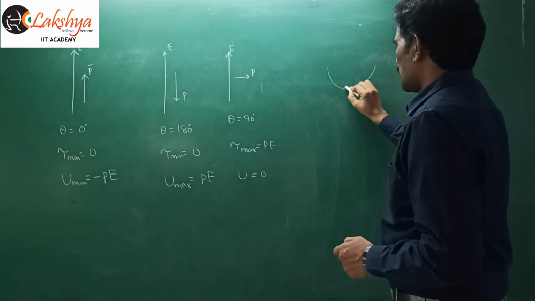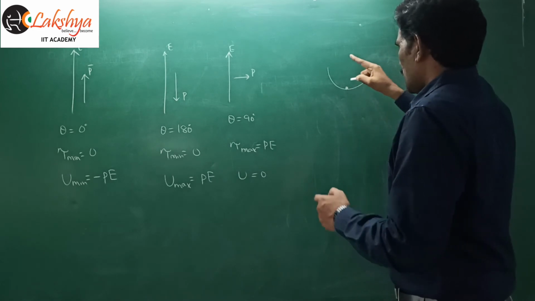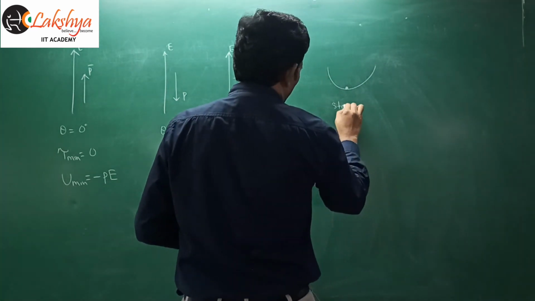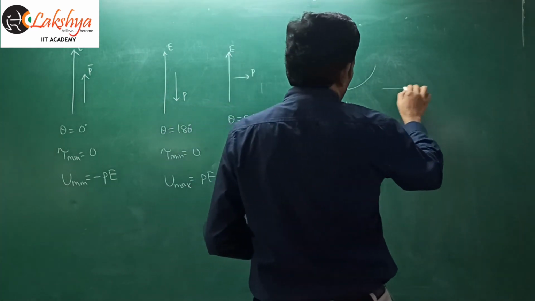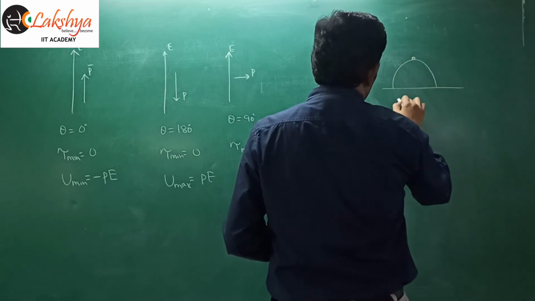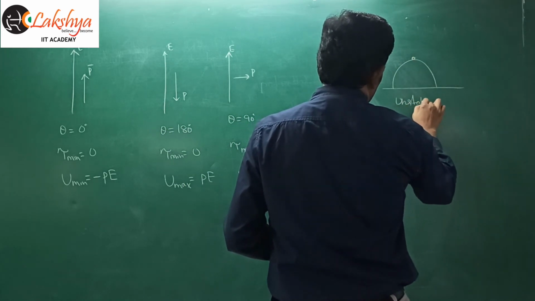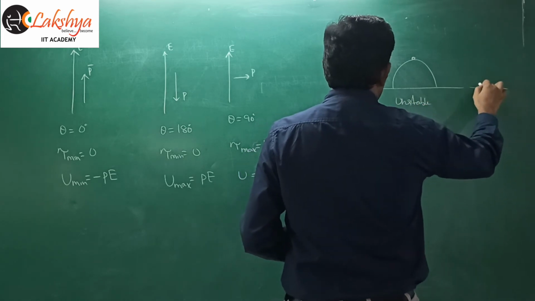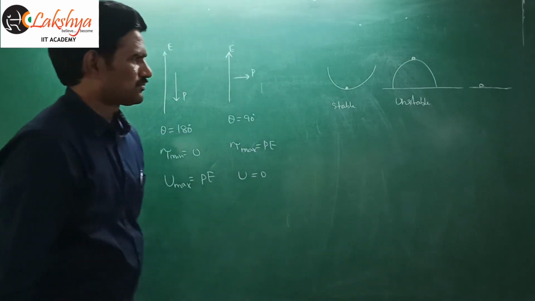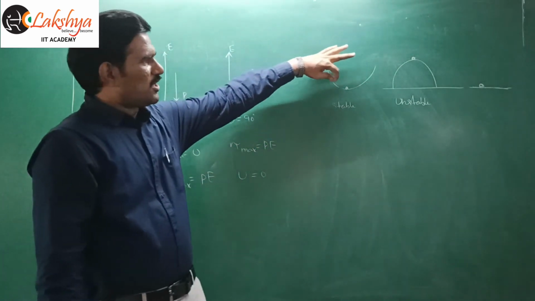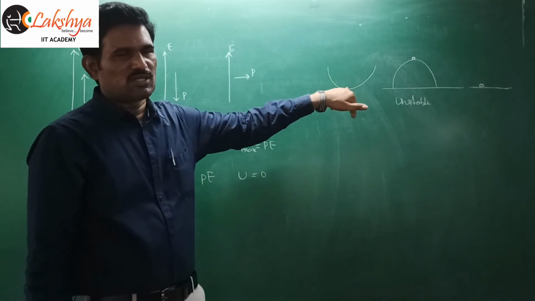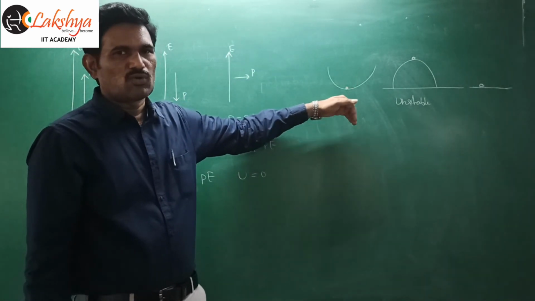Simply you can remember that a stable equilibrium is like this: a bowl and a particle is placed inside. Then this is stable equilibrium. Unstable equilibrium means the bowl is inverted like this and the particle is placed above it. So this is unstable. And neutral means the particle is placed on the ground itself, on the same horizontal level. Here the importance is, if you displace the particle slightly and release it, then it comes back to that position, and that is nothing but what we call stable equilibrium.